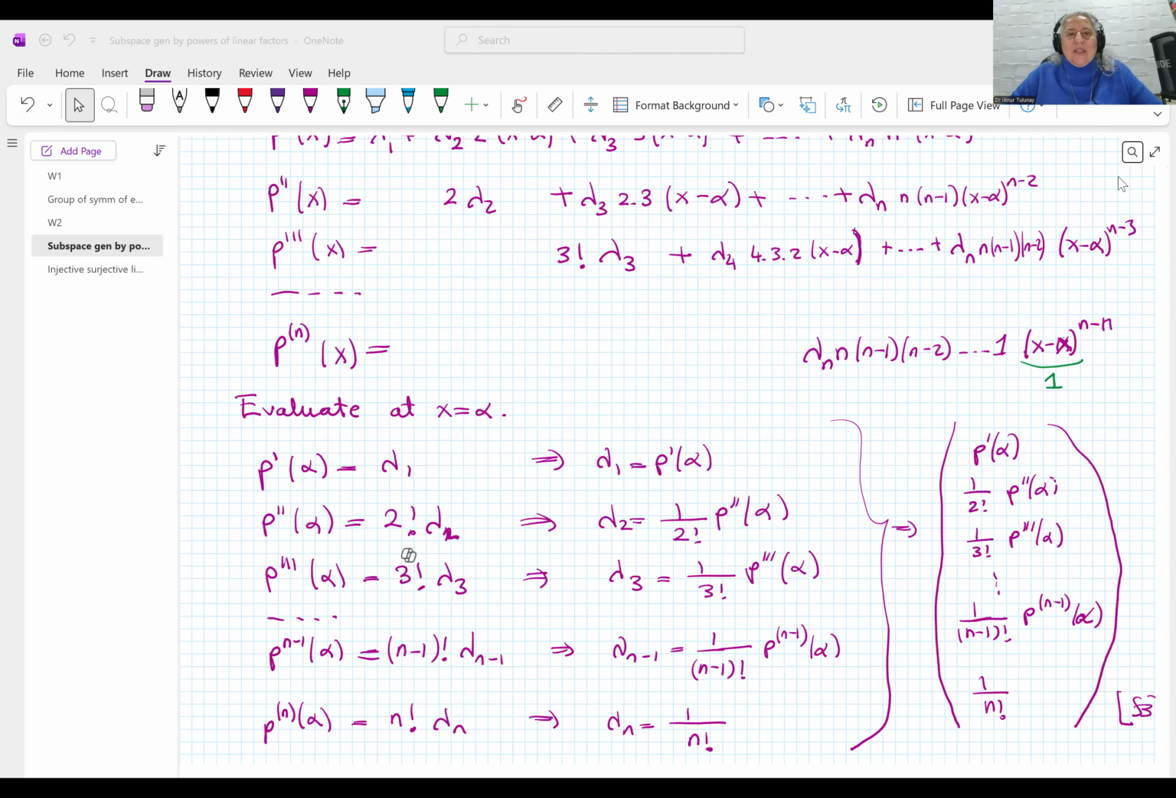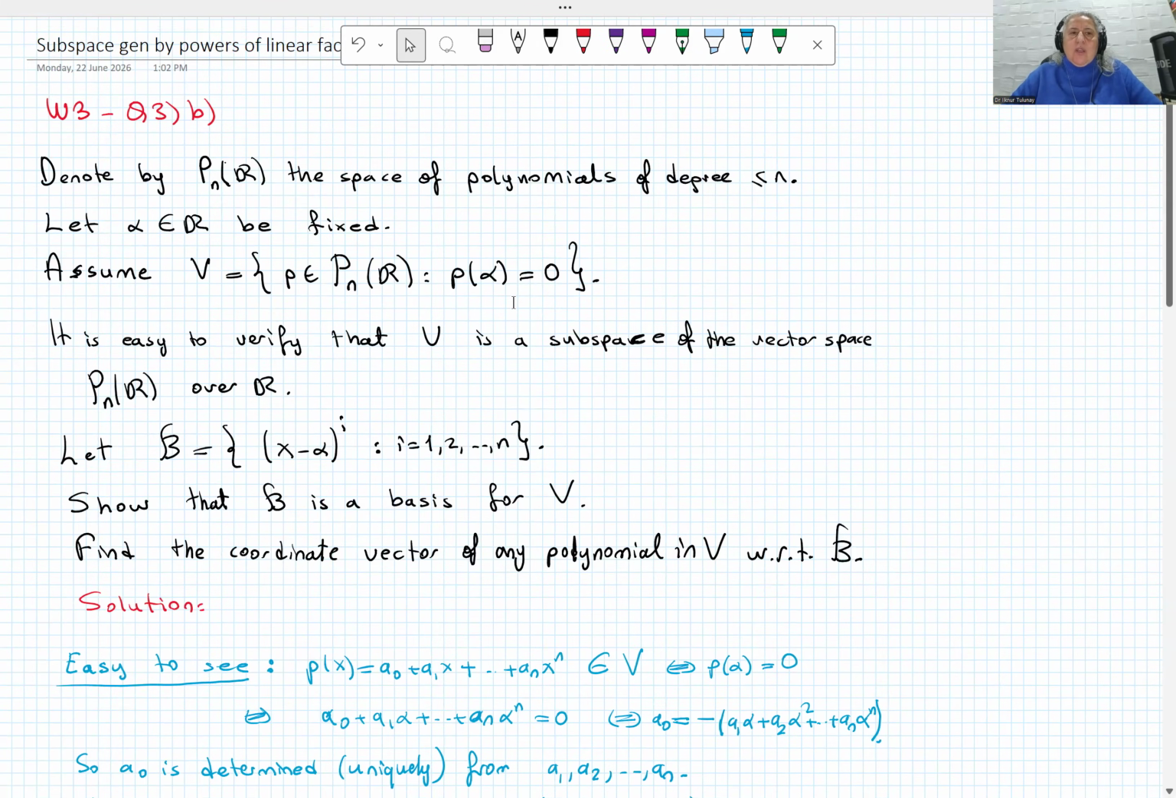Hello, everybody. I'm going to solve the question that occurred in your boarding tutorial, question 3B in week 3. This is the course Maths 2601 at University of New South Wales, Higher Linear Algebra. This is related to the basis of a subspace of the space of the polynomials of degree smaller than or equal to n. Anyone interested in coordinate vectors, it will be a good exercise to look at it.